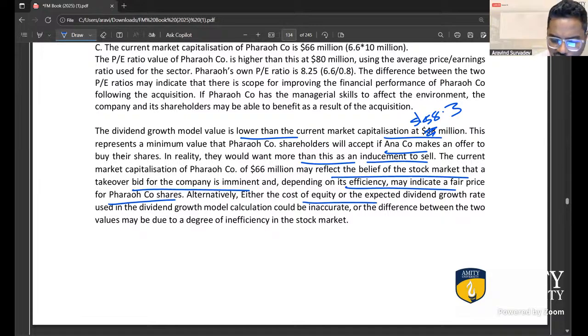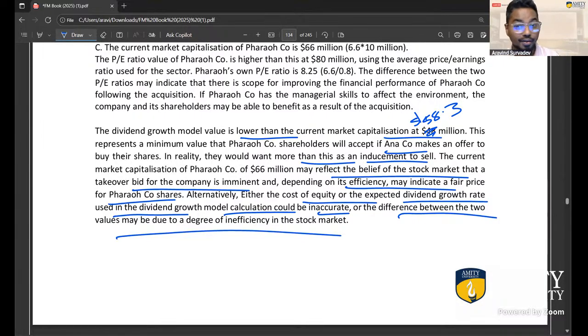Alternatively, either the cost of equity or the expected dividend growth rate used in the DGM calculation could be inaccurate. Well, the ones they used in the answer here was inaccurate. Or the difference between the two values may be due to a degree of inefficiency in the stock market.